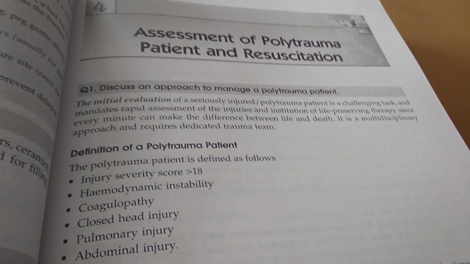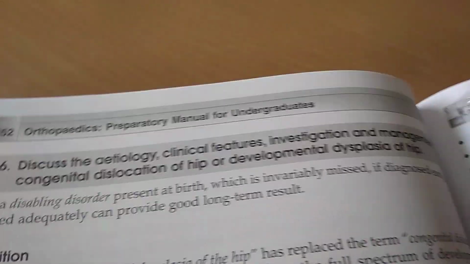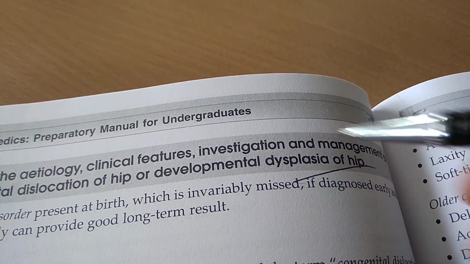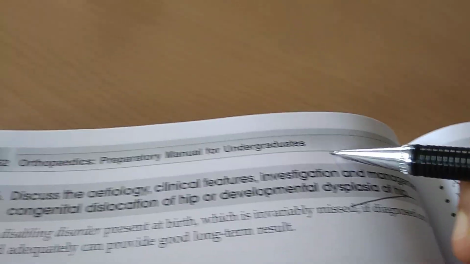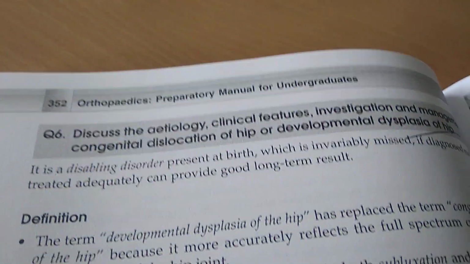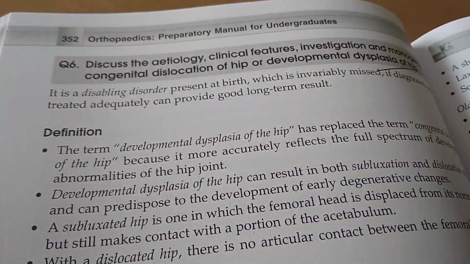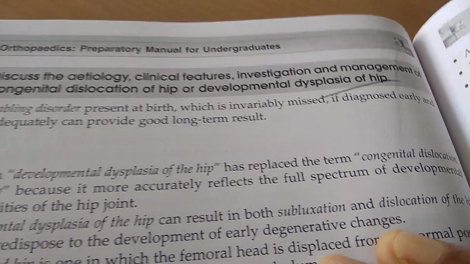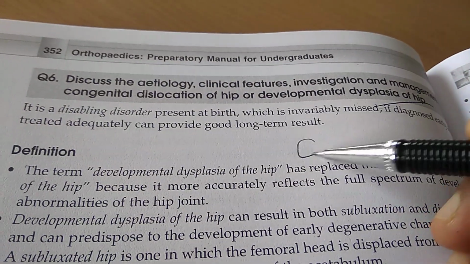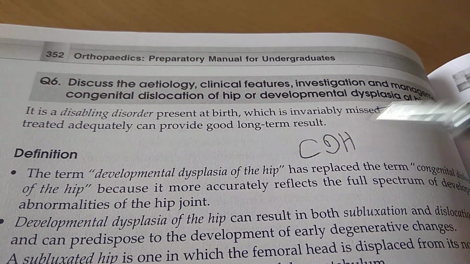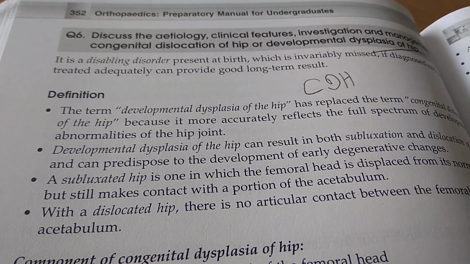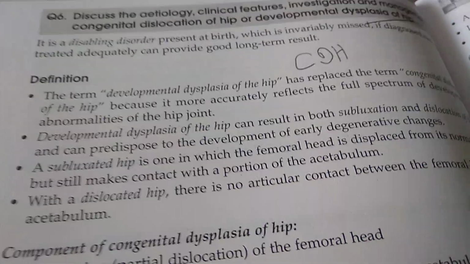Okay, let's take the example of this hip dysplasia of hip, and that a congenital one. Okay. So what is this? This is a disabling disorder. What's the definition? It's the developmental dysplasia of the hip, right? Congenital dislocation of the hip. Okay, CDH, what can we say? So basically what is the definition itself? They have given 4 points.